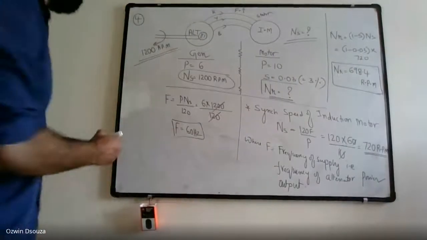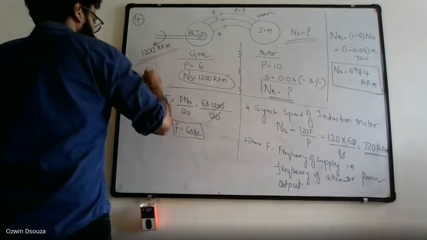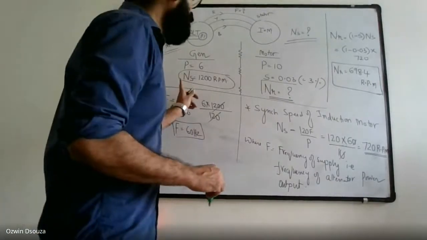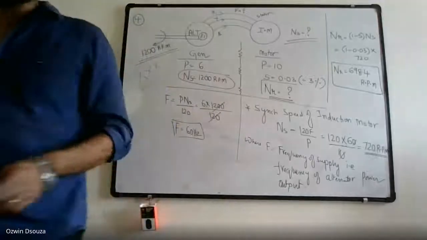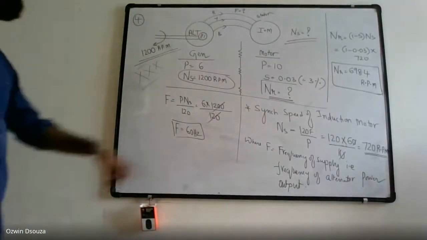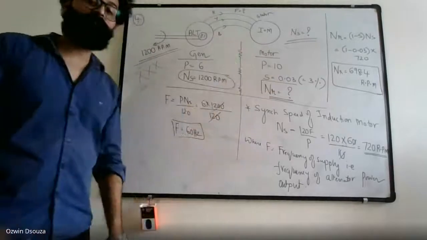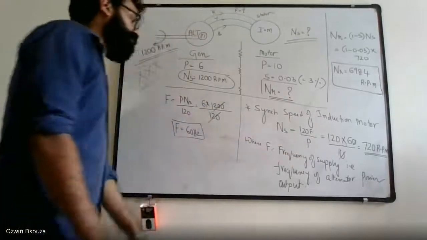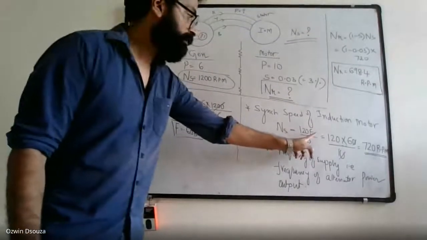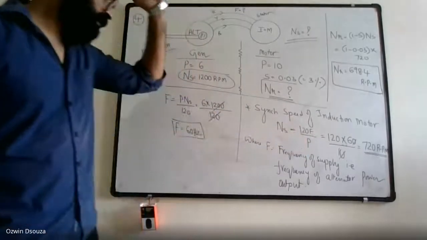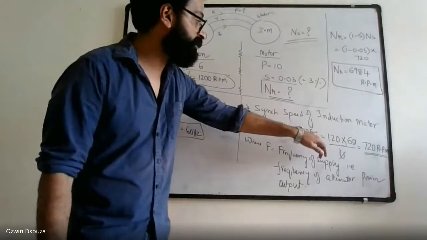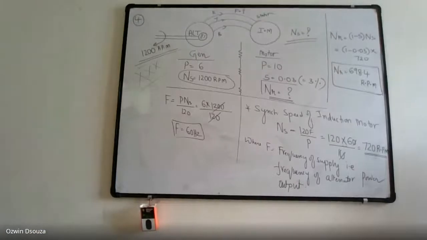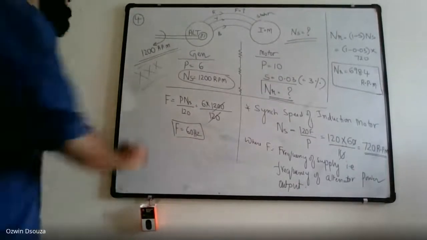Quite often, students make the mistake of considering Ns of the alternator as Ns for the induction motor. No, this is wrong. Your induction motor will always have a different synchronous speed that needs to be calculated separately with the following formula. But when you calculate the synchronous speed of the induction motor, make sure that you substitute the frequency from the alternator data. All right, so that's your problem number 4.